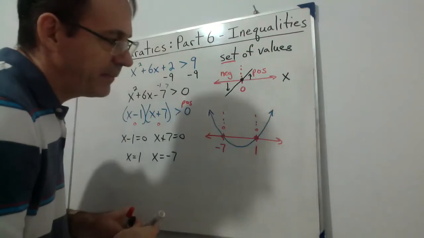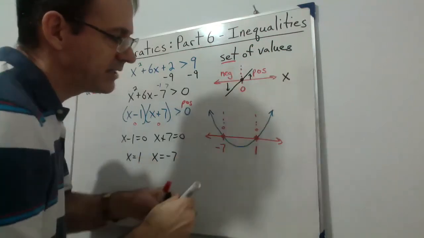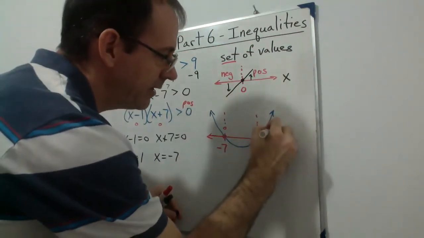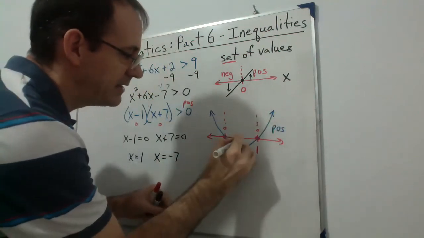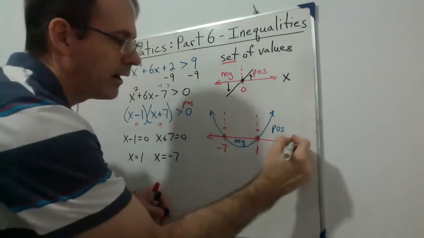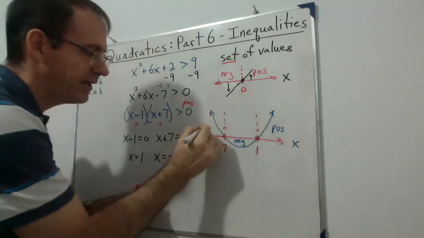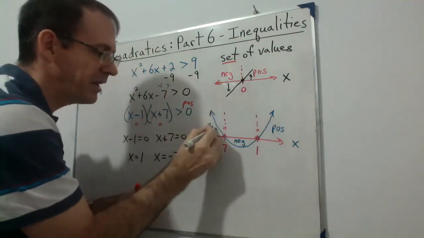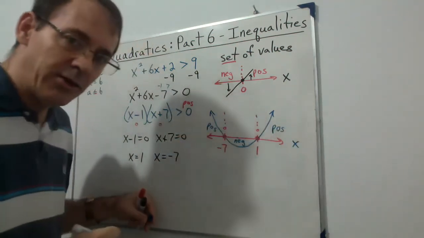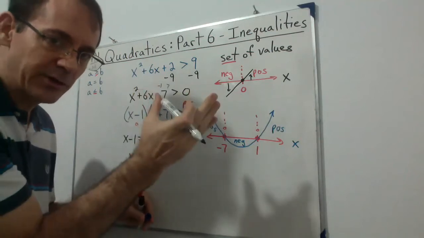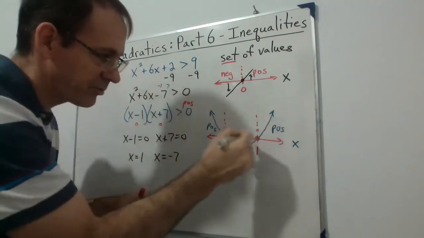Okay, so that means this is above the x-axis. This over here is a positive section. This here is a negative section. It's below our x-axis. And this over here is above the x-axis. This is another positive section. So there are 2 positive sections and 1 negative section when your graph faces up. Just draw it through your roots.